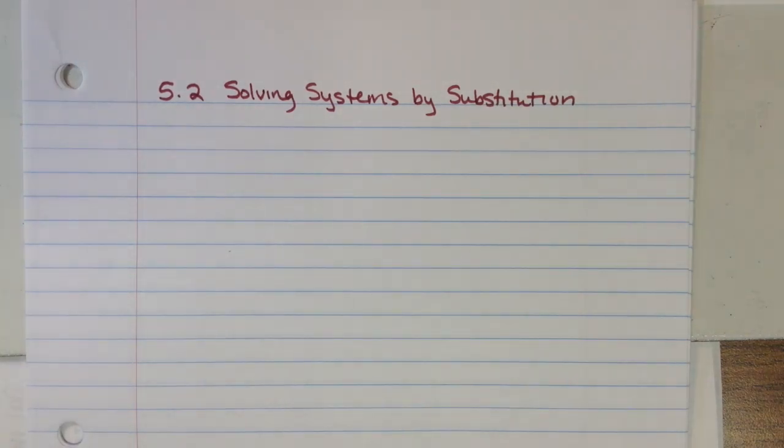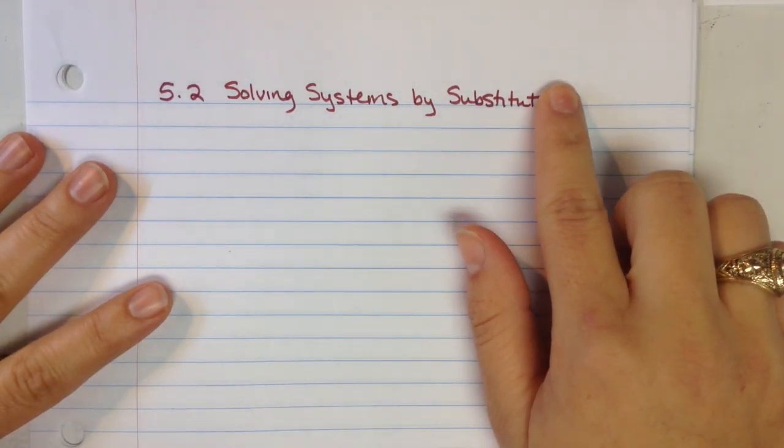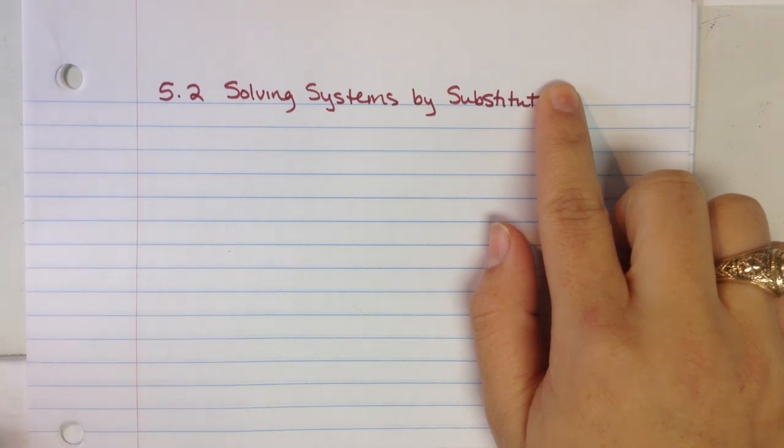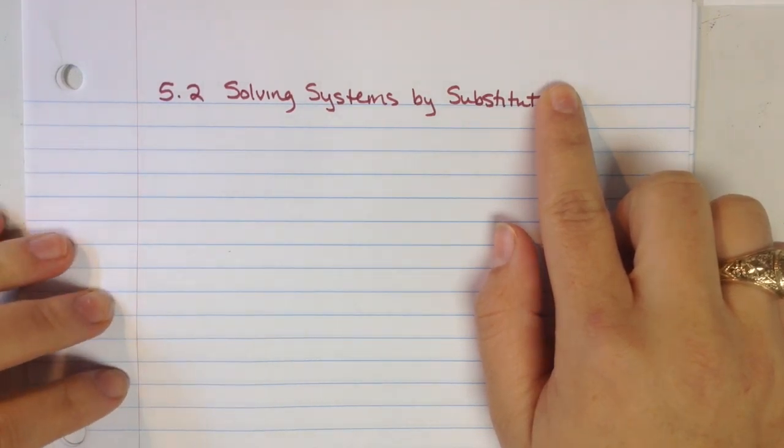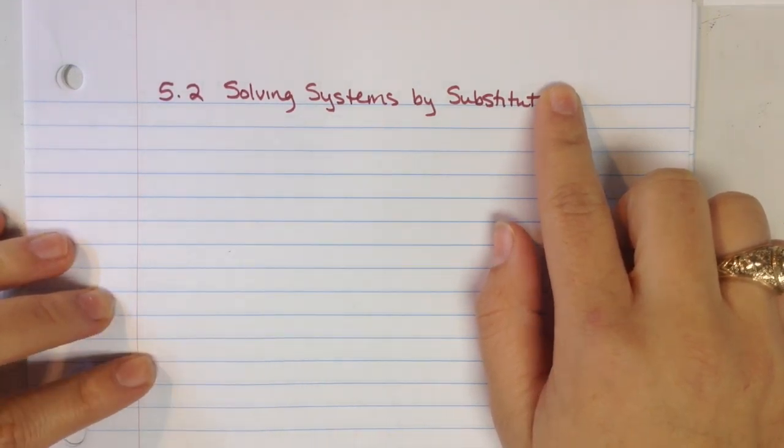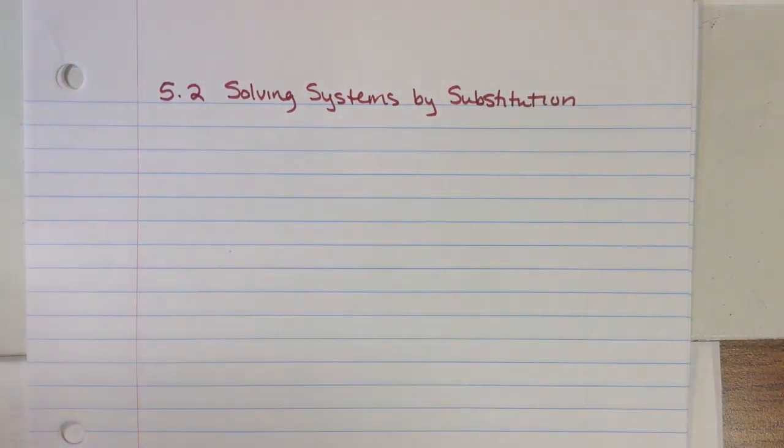Sections 5.2 and 5.3 cover how to solve systems in the last two ways we will learn. 5.2 is learning how to solve systems by substitution. If you notice the word substitution, it looks like it has the word substitute at the very front. And that's precisely what we're going to be doing. We will take expressions and substitute them into another expression and be able to solve for variables.